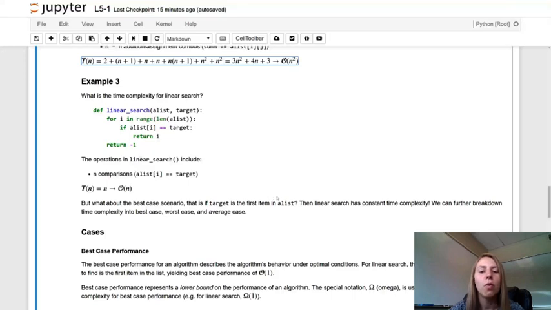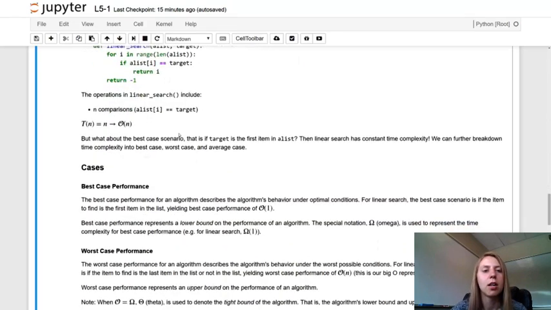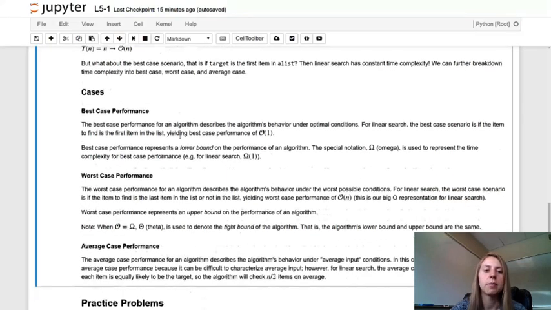So we always think about our big O notation in terms of the worst case scenario. The best case scenario for this would be perhaps the target is the first item in the list. In this case, linear search has big O of 1, constant time complexity. But that is usually not going to be the case. So we always try to overcompensate by talking about an algorithm in terms of its worst case time complexity. So let's take a look at these cases in more detail.